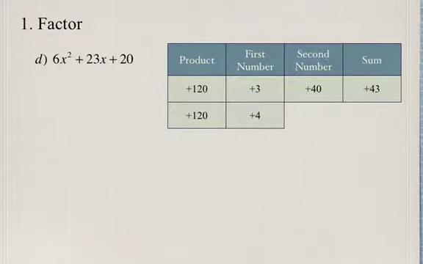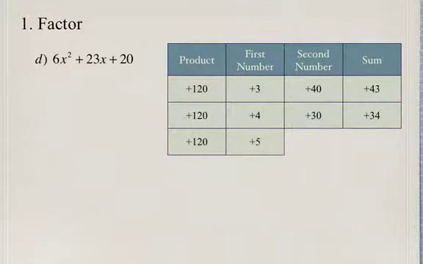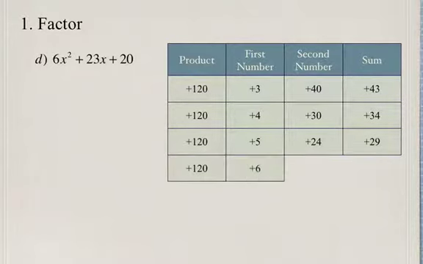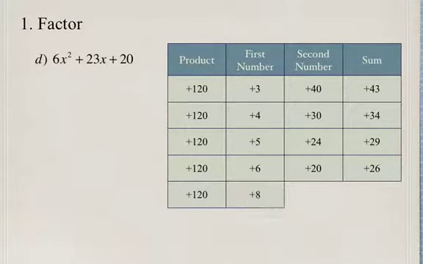Move on. 4 times 30 is 120, but the sum is 34. 5 times 24 is 120, and the sum there is 29. Now 6 times 20 is 120, and the sum is 26, so we're still a little bit high. The next number that is a factor: 7 is not a factor of 120, but 8 is. 8 times 15 is 120, and the sum is 23. So there's our two numbers.